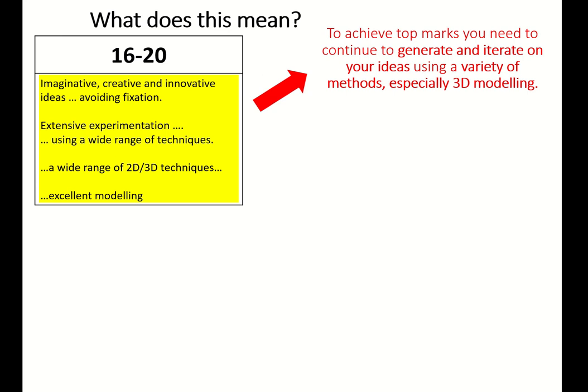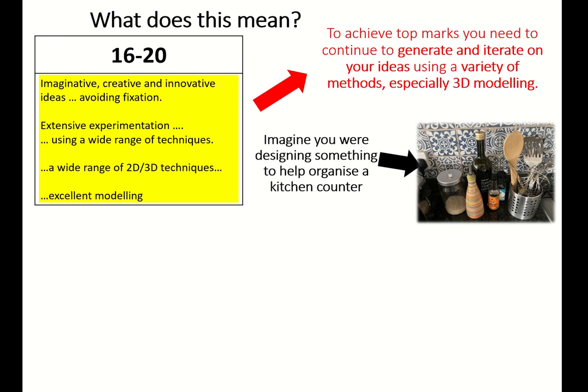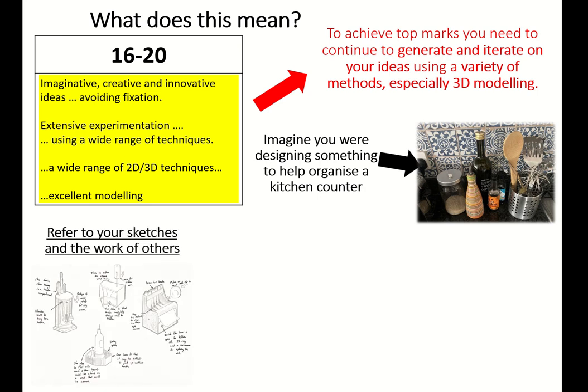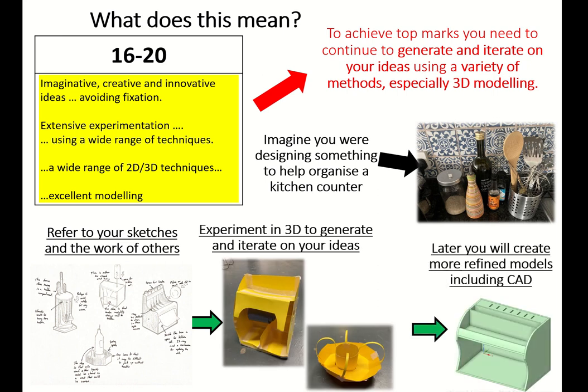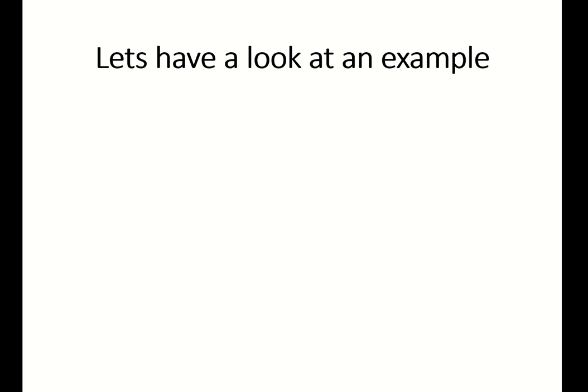For top marks, you need to generate and iterate on your ideas using a variety of methods, especially 3D models. So imagine, for example, it was a kitchen counter product you're designing, and you've done a bunch of sketches. Now, generate those ideas in 3D. Iterate, improve, just show how you've improved. Later, you'll create more refined models. So it's about adapting and improving what you've done, coming up with more ideas if possible. Here's an example.